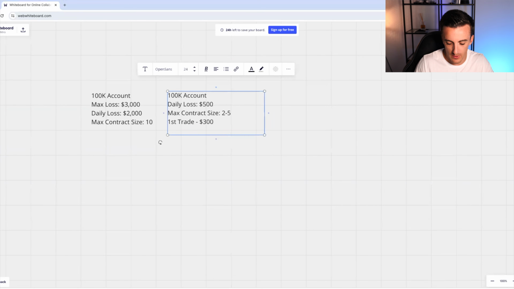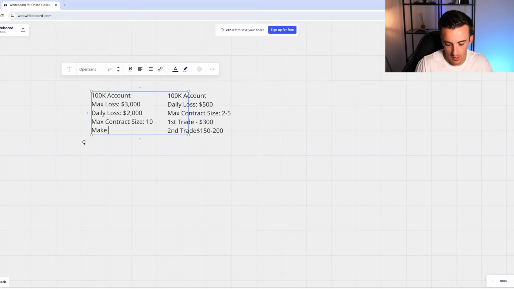$300. And then on the second trade, this is if both trades are a loser, say if the first trade is a loss, then the second trade is only going to be around $150 to $200 risk, and that's going to keep me within my daily max loss limit. So I'm saying you can trade a max of 2 to 5 contracts. You may even just trade around the lower end and trade around 2 to 3, depending on how well you can manage your risk and how well you can manage your stop loss.